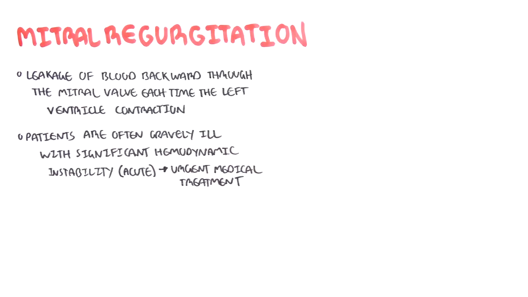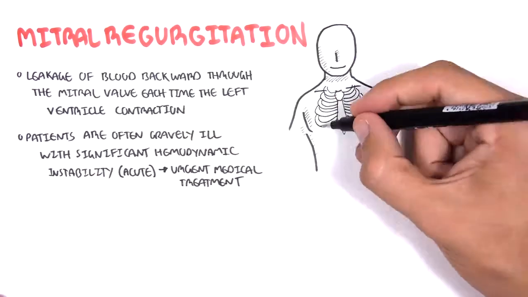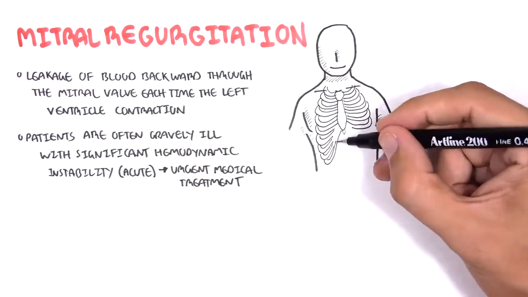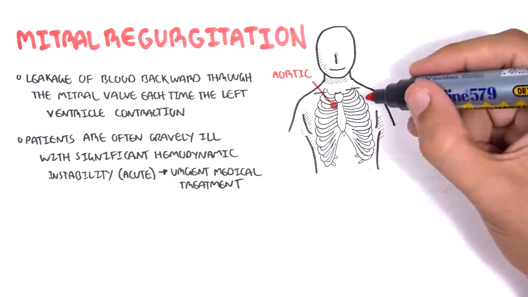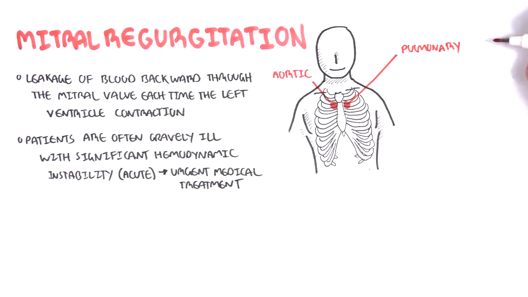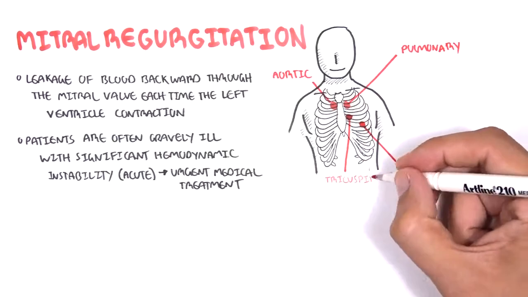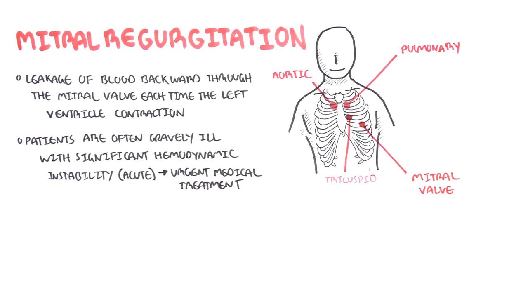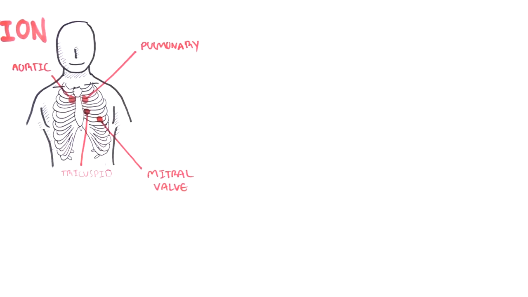All the valves of the heart can be heard most prominently in certain areas across our thorax. The aortic valve is best heard in the right second intercostal space parasternal. The pulmonary valve is best heard on the second intercostal space on the left parasternal. The tricuspid valve is heard at the left fourth intercostal space parasternal, and the mitral valve at the left fifth intercostal space mid-clavicular.